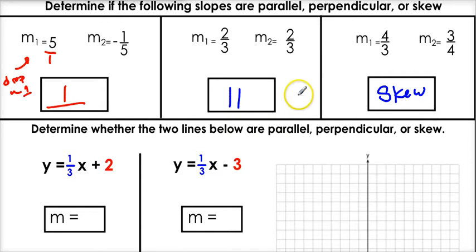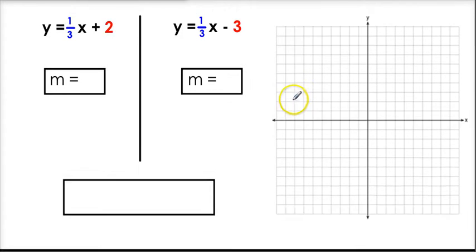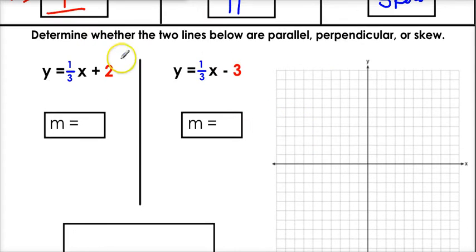All right, if you're with me, let's just do two more problems. We're going to determine if these two lines are parallel, perpendicular, or neither. So now we have equations. To determine if they're parallel, perpendicular, or neither, we don't care about anything else. The only thing we care about is the slope. Nothing else matters. So we're just going to circle the slopes. The slope here is 1/3, and the slope here is 1/3.